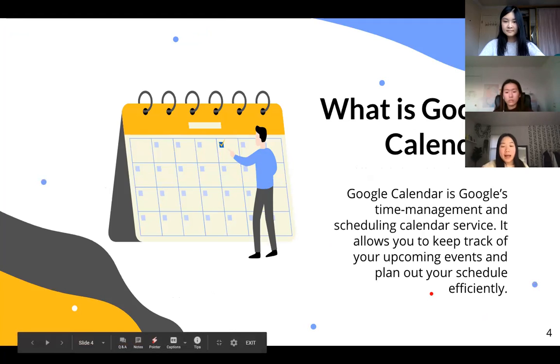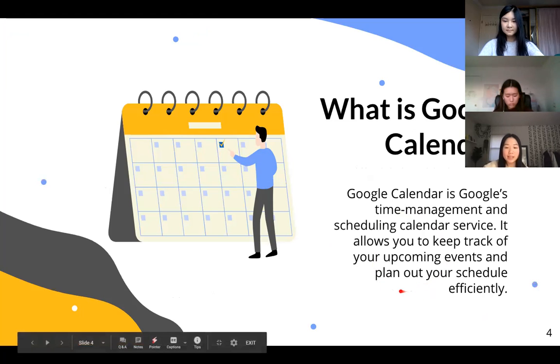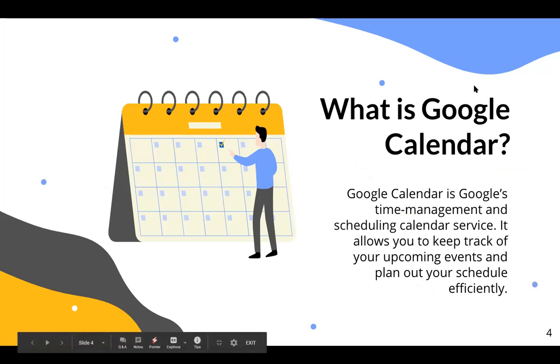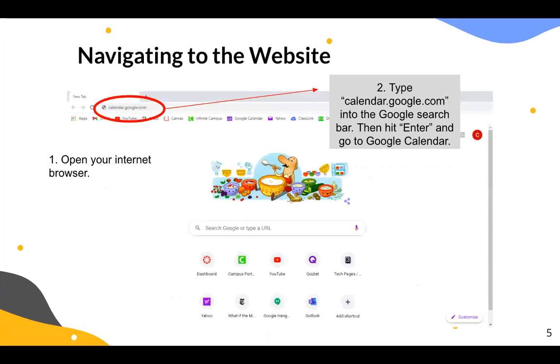What is Google Calendar? Google Calendar is Google's time management and scheduling calendar service. It allows you to keep track of your upcoming events and plan out your schedule efficiently. Navigating the website. First, open your internet browser. Then type calendar.google.com into the Google search bar. Then hit enter and you'll be directed to the Google Calendar.